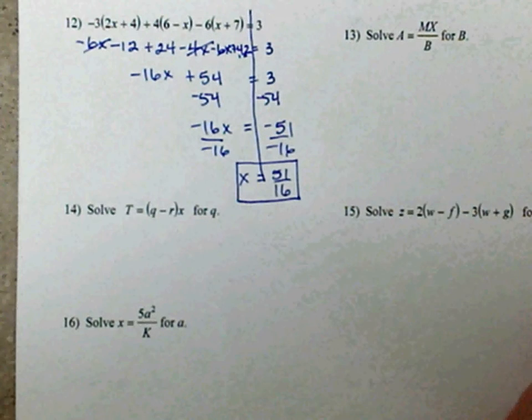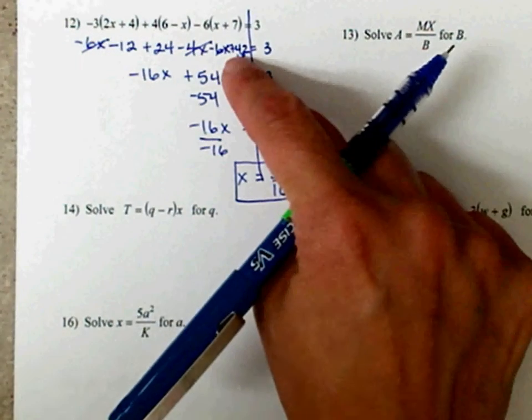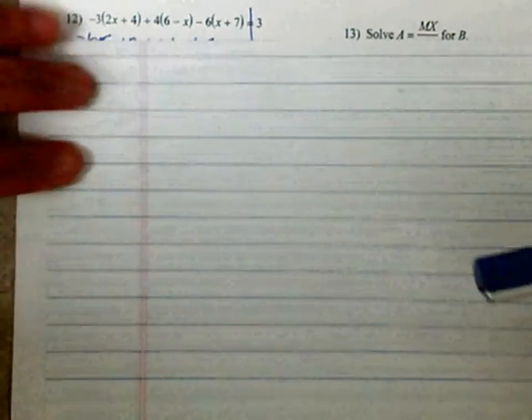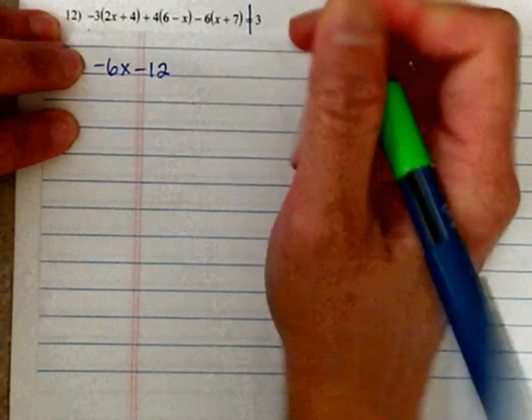My apologies. I need to redo this one. I just saw my mistake. You see, that should be a negative 42. Let me go back and redo this one, okay? Here we go. Negative 6x minus 12. I just saw my mistake right there.